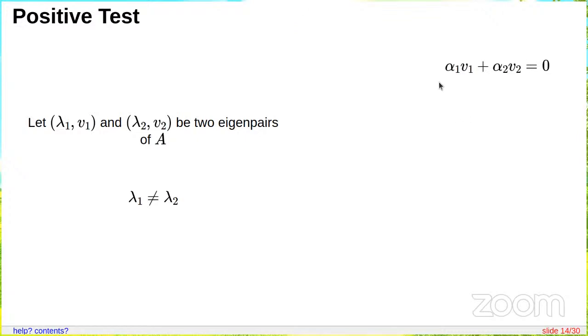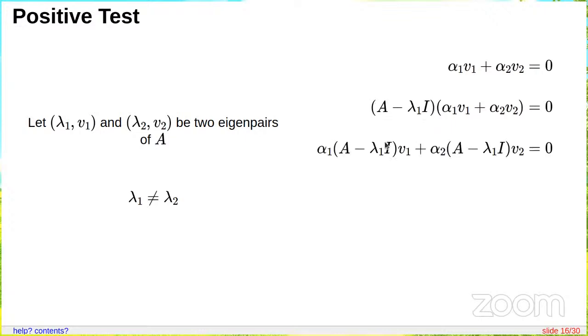So assume that you have some linear combination of V1 and V2. I'm just multiplying this equation by A minus lambda 1 I. So I just distribute this multiplication. You will get (A minus lambda 1 I) V1, (A minus lambda 1 I) V2. Okay, so what do you think the next step will be?